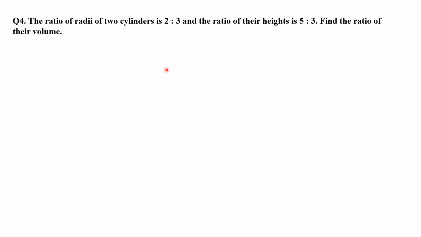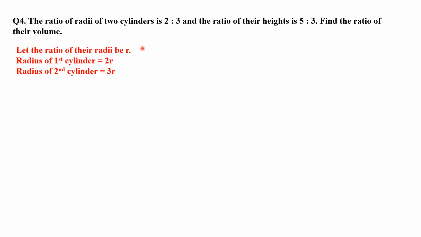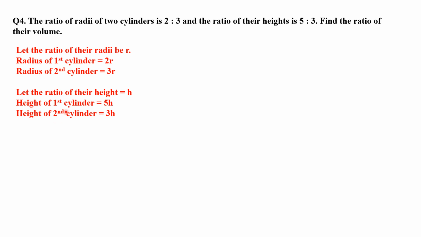So I am going to assume first ratio of radii be r. So the radius of first cylinder will become 2r, second cylinder is 3r. Same way ratio of their height I am assuming as h. So height of the first cylinder is 5h, height of the second cylinder is 3h. Now I am going to find the volume of both the cylinders one by one.